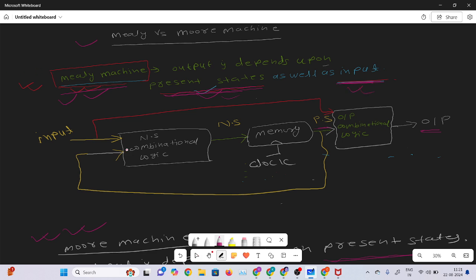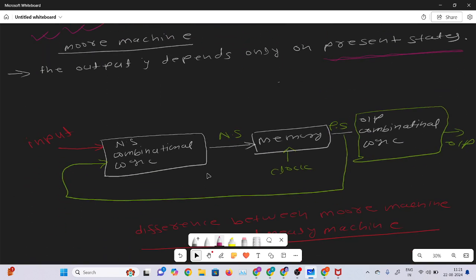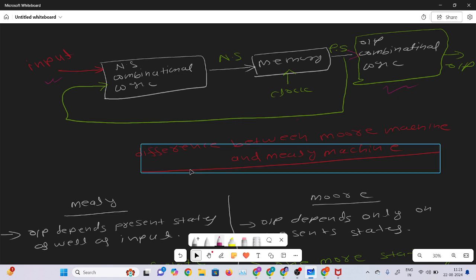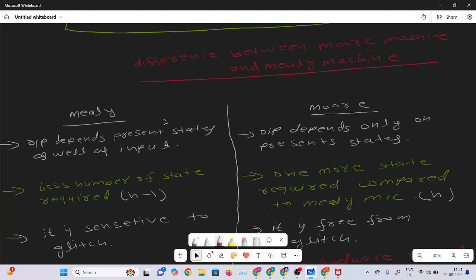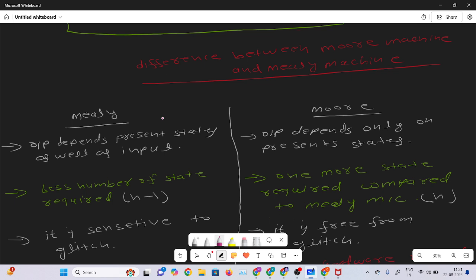If you draw this, then you can also draw the Moore machine. In the Moore machine, the output depends only on the present state, not on the input. So this is the first big difference between the Mealy machine and the Moore machine. Most interviewers will ask what the differences are.